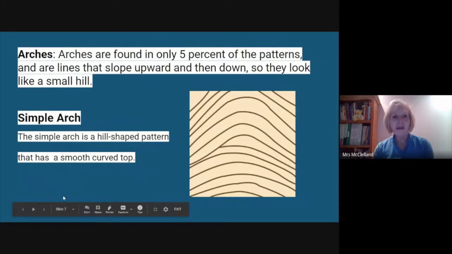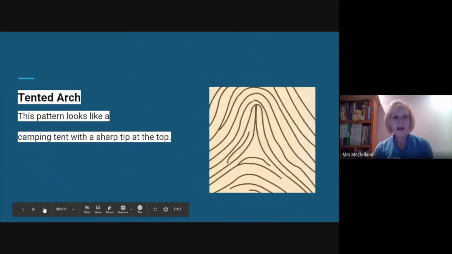Arches are only found in about 5% of the patterns, so not very many at all. And they're lines that slope upwards and then down, so they look like a small hill. There's a simple arch, which has a smooth curved top, or then one that looks more pointed, looks a bit like a tent. So this pattern looks like a camping tent with a sharp tip at the top.